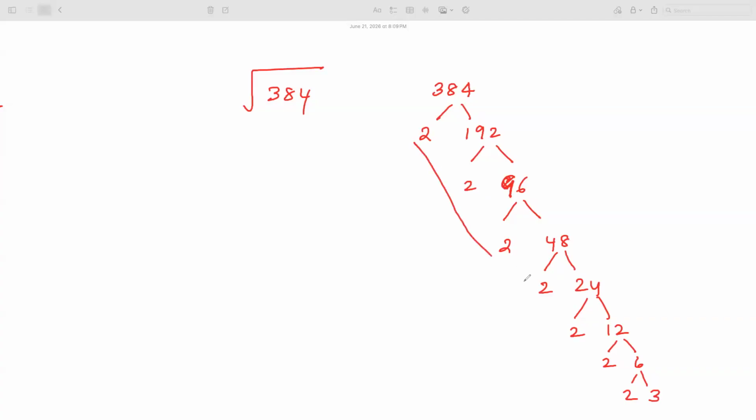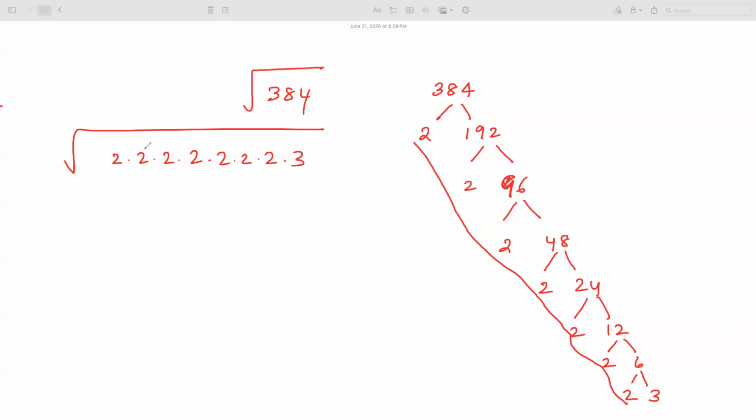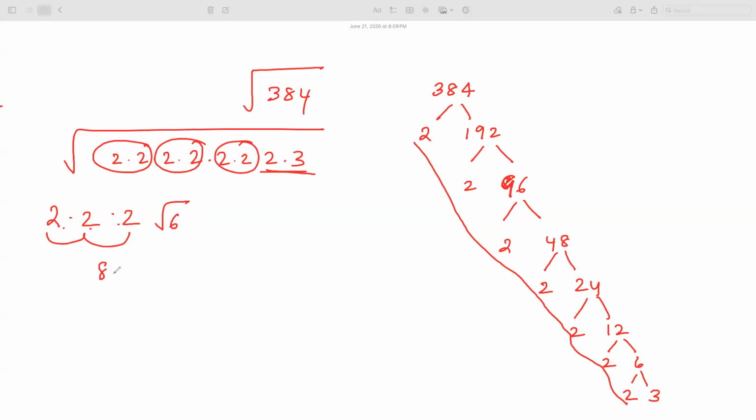How many twos are there? 1, 2, 3, 4, 5, 6, 7 twos and a 3. For every pair of 2, take it out and write. Again there's one more pair, take it out and write. There is one more pair, take it out and write. But these two do not have pairs, so you write it as square root of 6. Did you get it? Now it becomes 2 times 2 times 2, 8 root 6. Make sense?